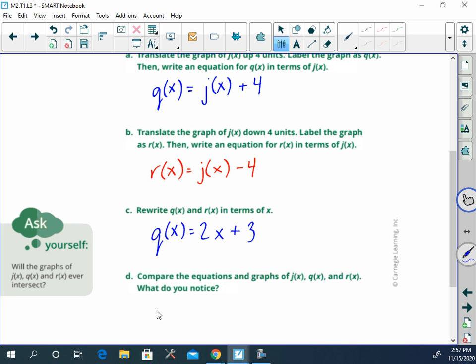Okay, and what do you notice? They're going to have the same slope. When we shift up or down, they'll have the same slope. Or parallel, you might say. That would be saying really the same thing. You could write them both.